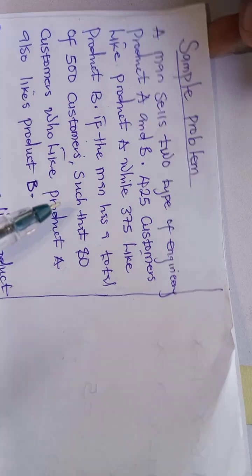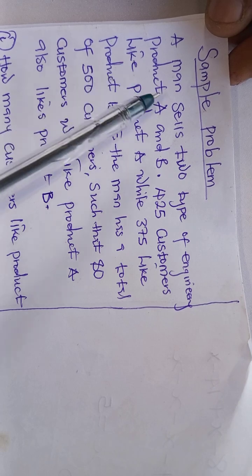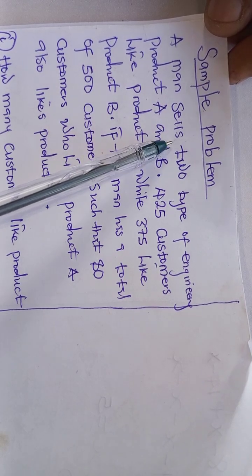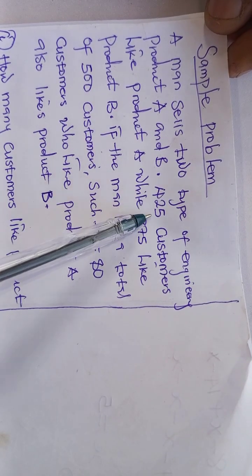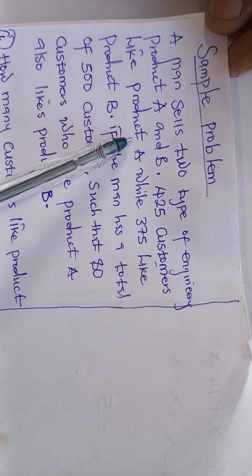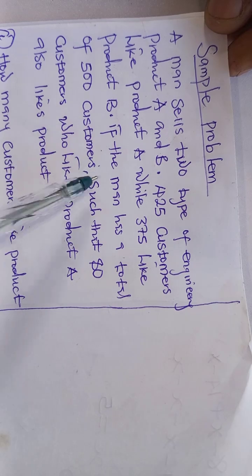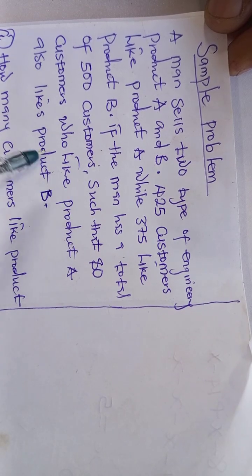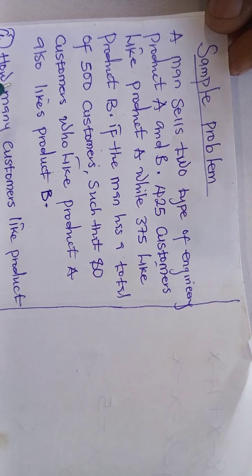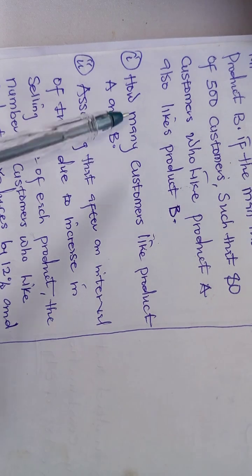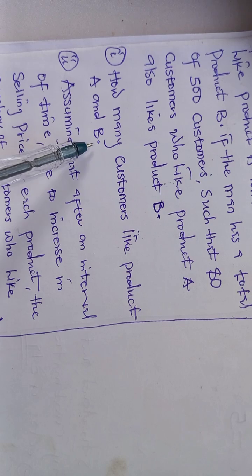In today's video, we have another sample problem to tackle on sets, which reads: a man sells two types of engineering products A and B. 425 customers like product A, while 375 like product B. If the man has a total of 500 customers, such that 80 customers who like product A also like product B, find how many customers like product A and B.